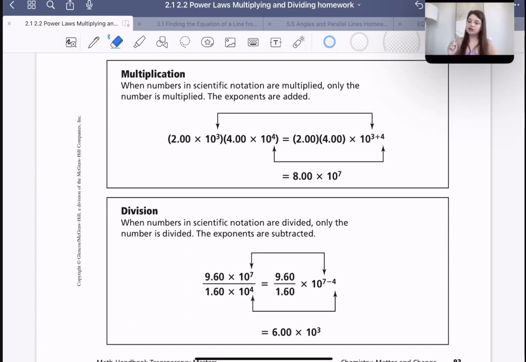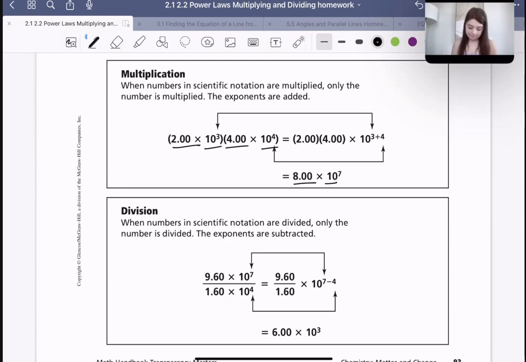And then what else do we do? We multiply the regular numbers together, 4 times 2, and we say, well, that's 8. So basically, all we must do for this one is multiply these two numbers, we get 8, and then we multiply these two numbers, and we get 10 to the 7, because when we multiply two exponents with the same base, we add the exponents, right? Which is something we discussed previously.